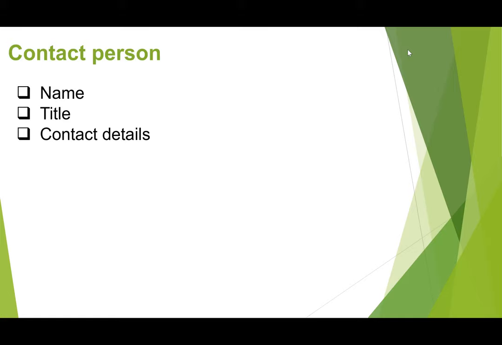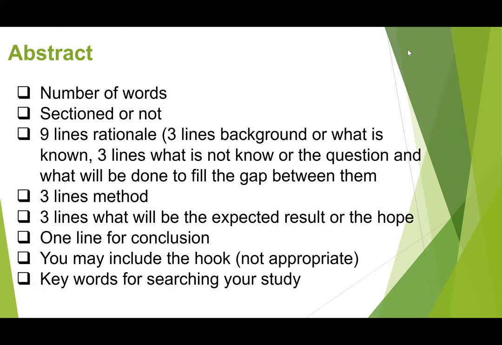The contact person should be declared very clearly: the name, the title, the contact details, whether it's an email or phone or physical location, and they need to come after the authorship. And then you need to write your abstract when you write your protocol.